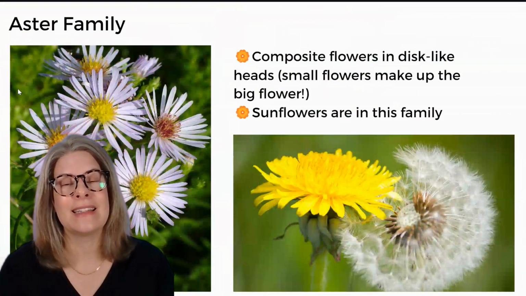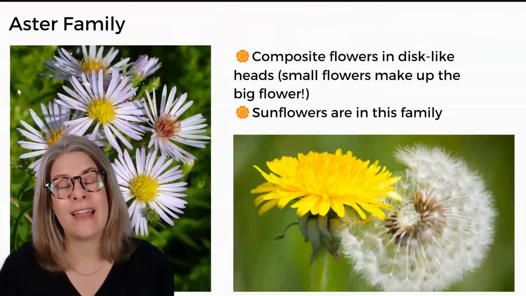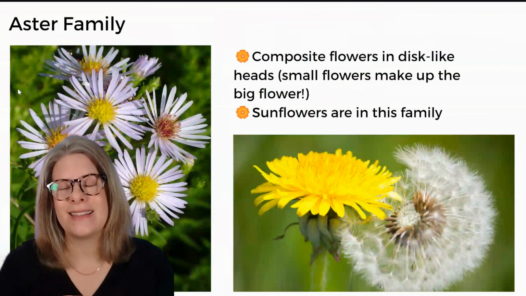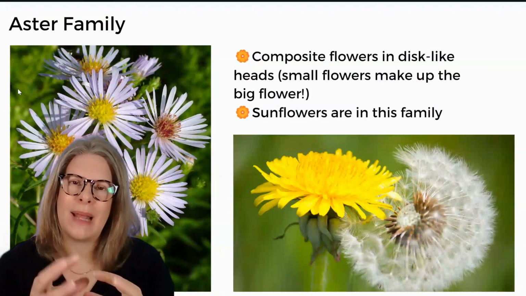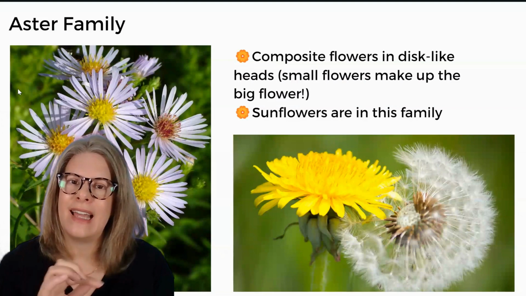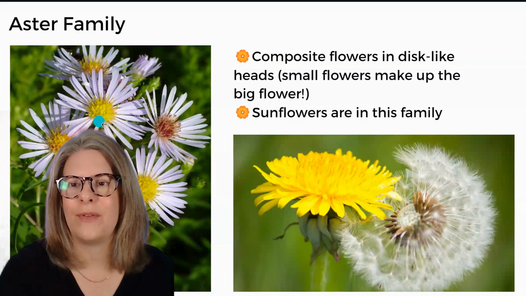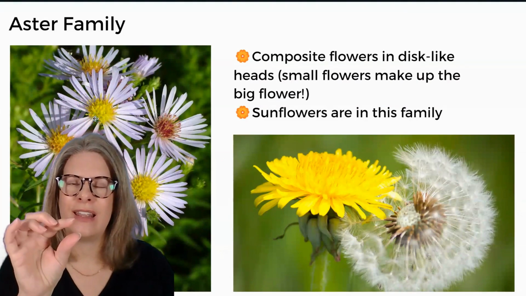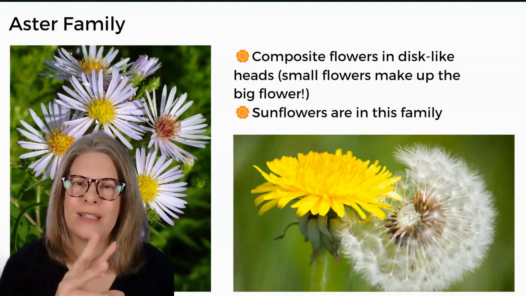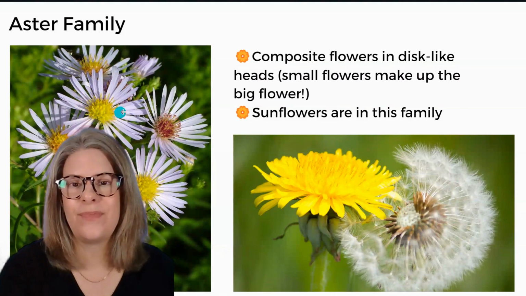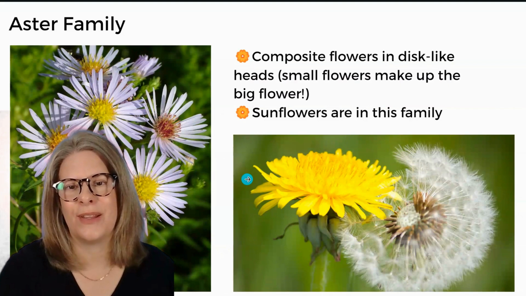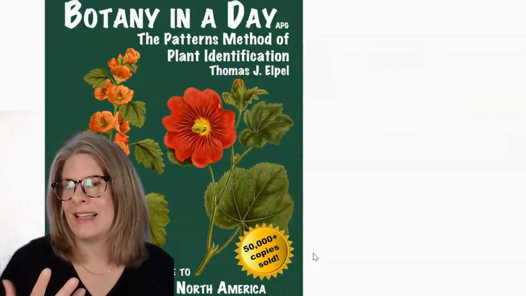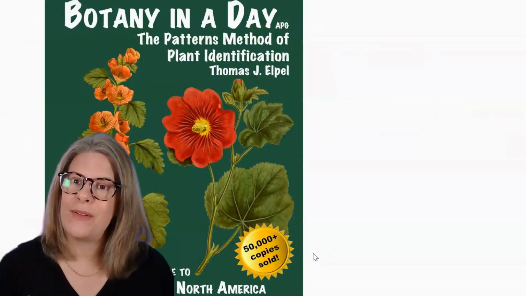So here are the two main things you're looking for when you're looking at the aster and sunflower family. First off, the flowers are composite flowers. So they're like big flowers made up of little flowers, and they have disc-like heads. If you look closely at any member of the aster family, close up in the head, you'll see that the things that might look to us like stamens or pistils are actually little flowers. And then the other thing to know is sunflowers are in this family, as are dandelions. So all right, again, that's the 7th family in our wildflower family identification.